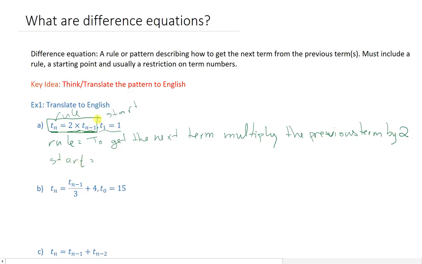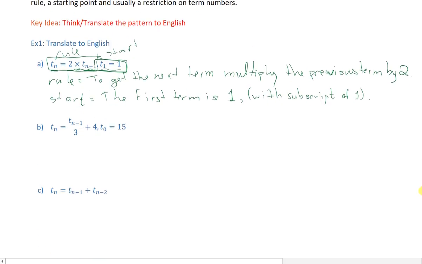And then the start. What that second bit says is that the first term is 1, so it has the value 1. And just a little disclaimer: it also has a subscript 1, so it's the first term versus perhaps being the 0th term.